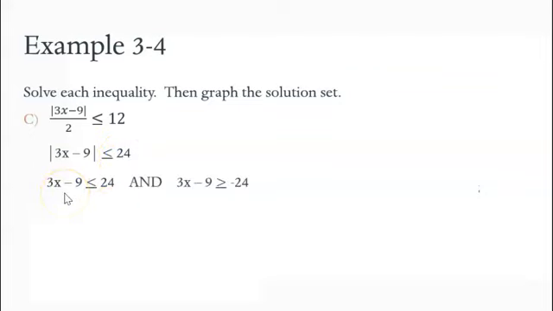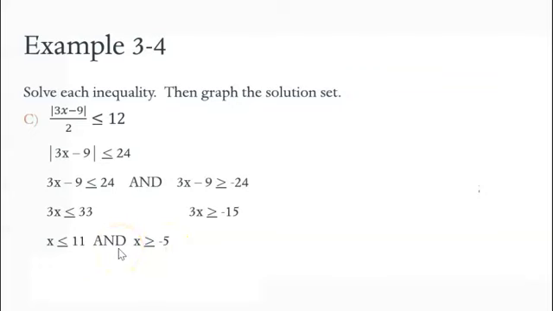So now I just need to solve each of these inequalities separately. I'll add 9 and then divide by 3. And then I'll find out what my x inequalities are. When I added 9 here, I got 33, and then I divided by 3 to get 11. So x is less than or equal to 11. Over here, I added 9 to get negative 15, and then I divided by 3 to get x is greater than or equal to negative 5.